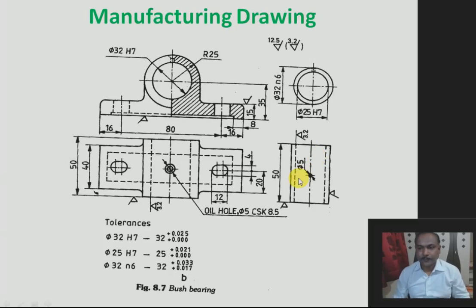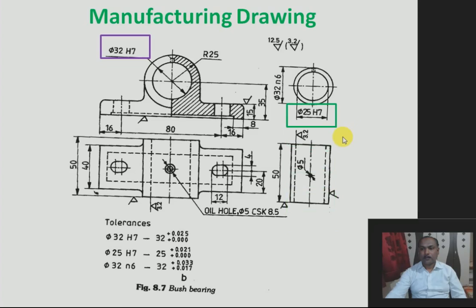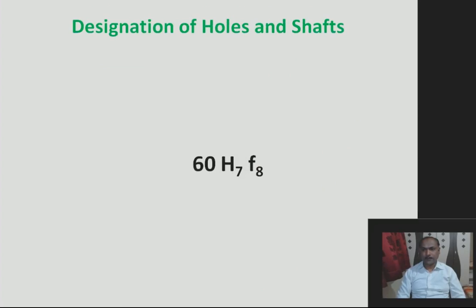Hello friends. As we have seen, in any manufacturing drawing we use different symbols, for example 32S7, 25S7 or 32N6. So how do we understand these symbols? These are derived from the system of limits and fits, where different designations are used.